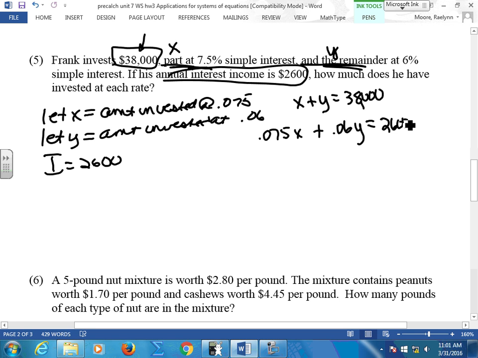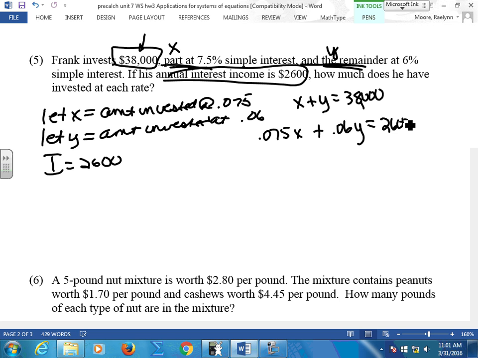Now it could line up to an elimination. It could lend itself to a nice substitution. I would probably do substitution. Like if you look at your first equation, solve it for X or Y, and substitute it into the bottom one. That lends itself nicely for substitution.